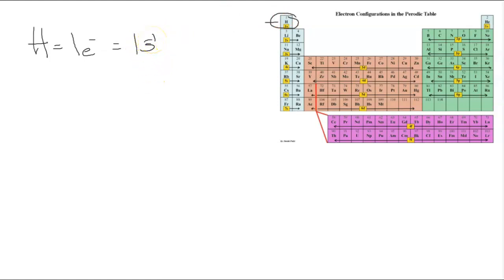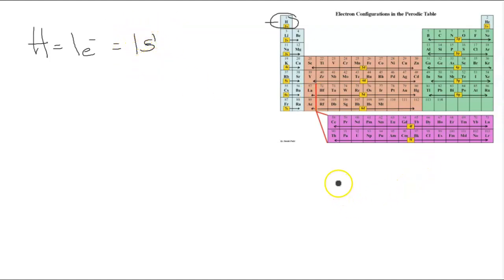So hydrogen's electron configuration is energy level 1, sublevel S, one electron goes there. And that's all there is for hydrogen. He's very simple, he's very small, one simple electron. And we're going to repeat this format as we build our electron configurations.